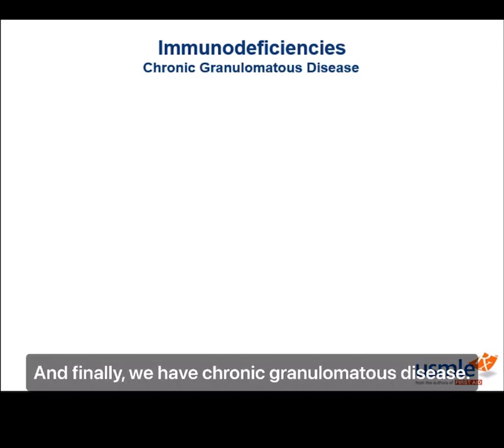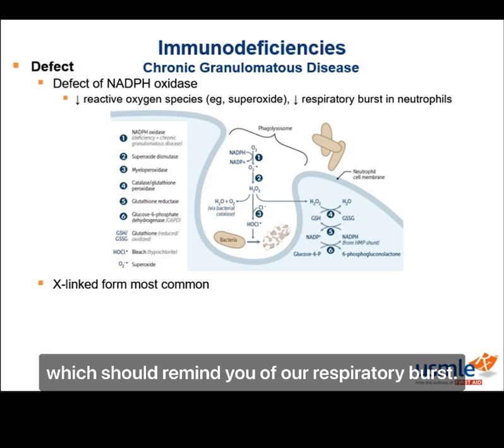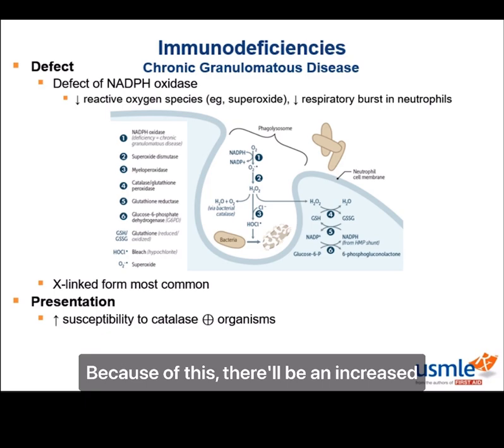And finally, we have chronic granulomatous disease. The most common form is an X-linked defect in NADPH oxidase, which should remind you of our respiratory burst. We'll have a decrease in reactive oxygen species and decreased respiratory burst in neutrophils. Because of this, there will be an increased susceptibility to catalase-positive organisms.